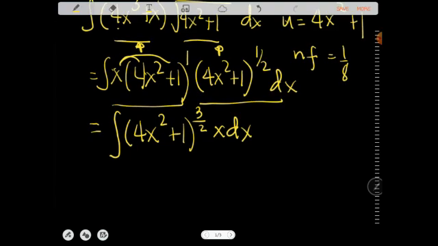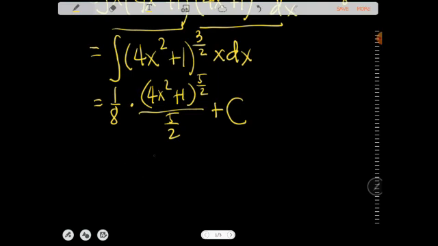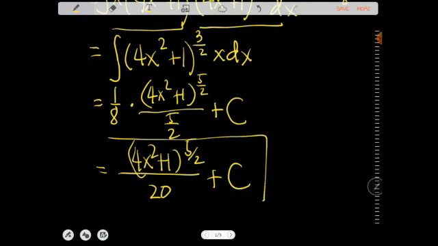Now, we have the neutralizing factor na sinabi ko kanina na 1/8. Na yun yung ilalagay natin dito sa left side. So 1/8 times the quantity 4x squared plus 1 raised to 3/2 plus 1, or 3/2 plus 2/2, is equal to 5/2, over 5/2, plus the arbitrary constant c. Okay? So 1/8 over 5/2 is equal to 1/20. So this would be equal to 4x squared plus 1 raised to 5/2 over 20 plus the arbitrary constant c. So I hope na gets nyo yung ating example na ito. Okay?